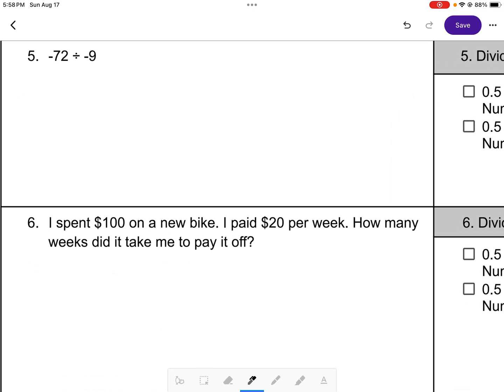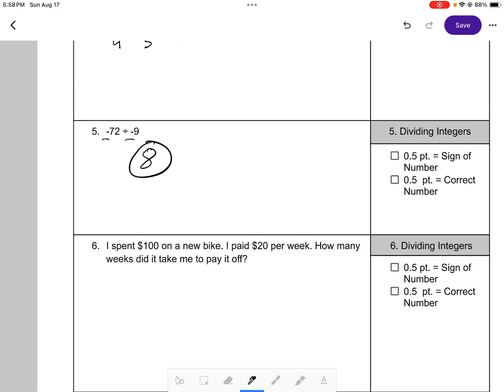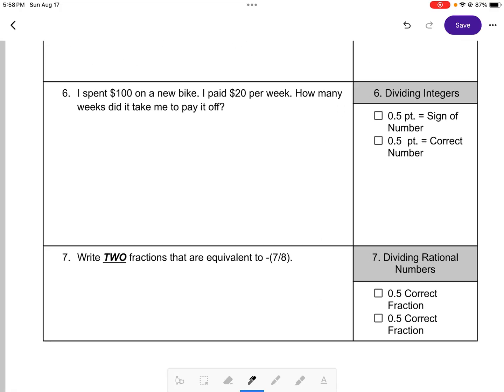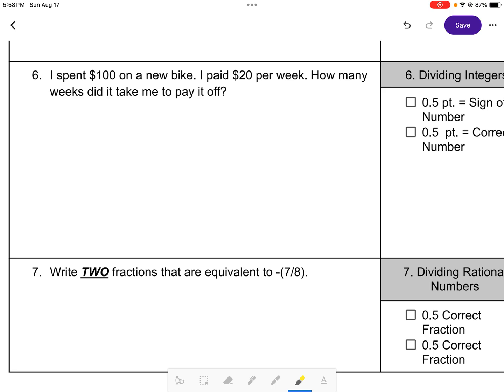Looking at number 5, number 5 is just simple math facts. 72 divided by 9. That gives me positive 8 because when I divide two negatives, they become a positive. Number 6, I spent $100 on a new bike. I paid $20 per week. How many weeks did it take to pay it off?